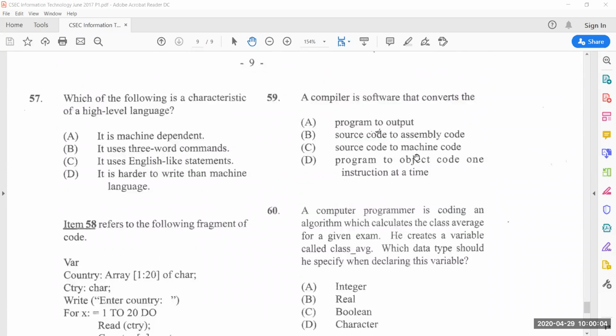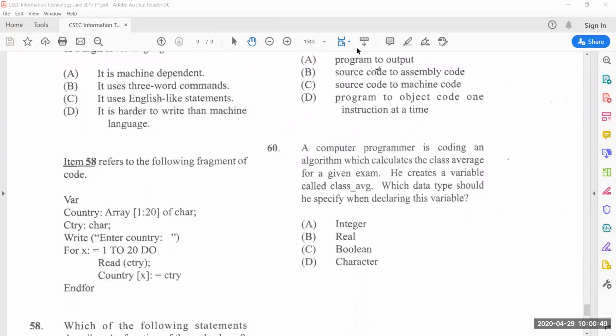A compiler is software that converts what? Program to output, source code to assembly code, source code to machine code, program to object code, one instruction at a time. Right, so the answer to 59 will be source code to machine code. Okay, that's C.